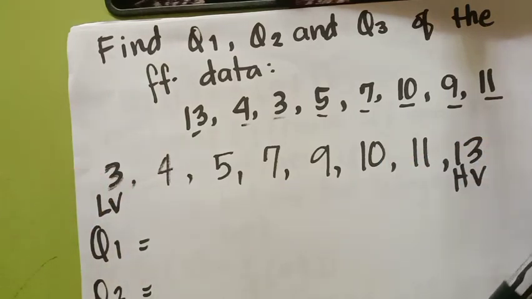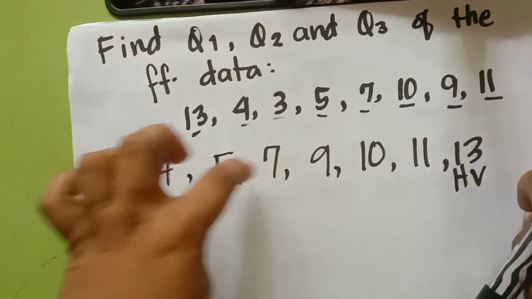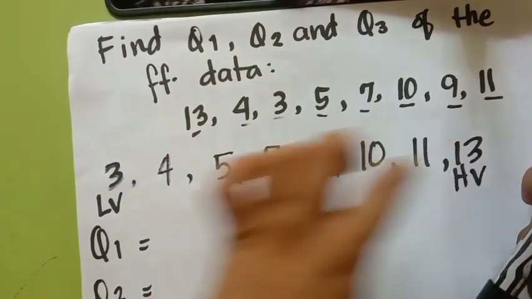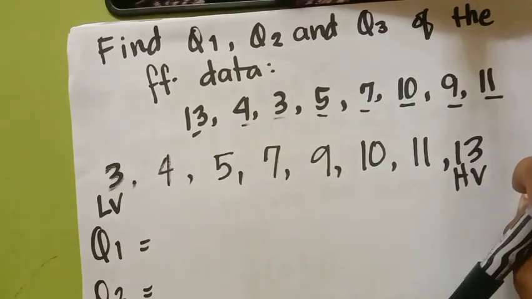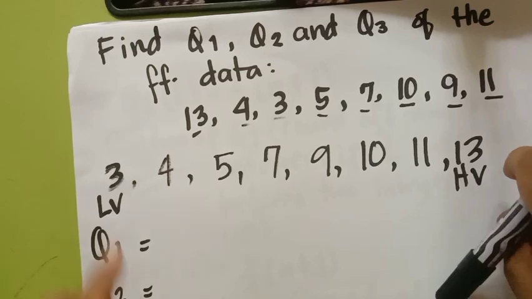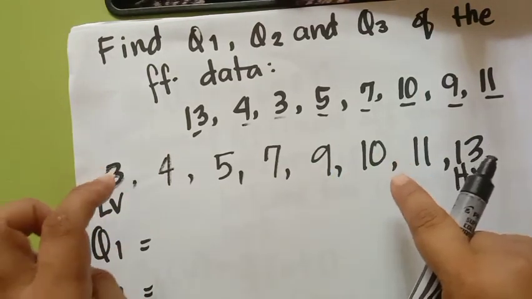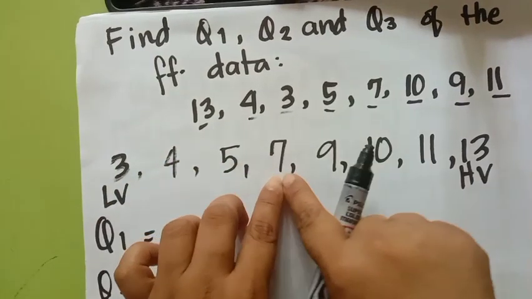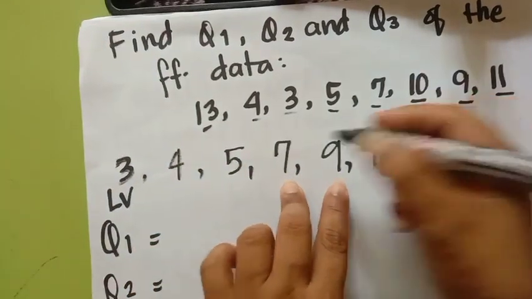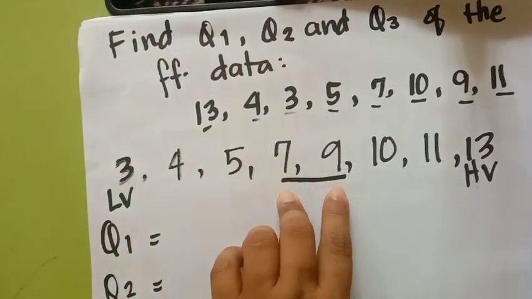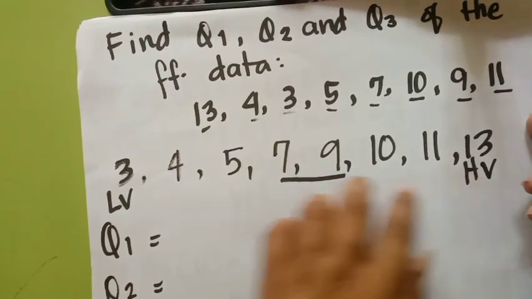How many data do we have? 1, 2, 3, 4, 5, 6, 7, 8. So, we have 8 data. Kung 8 data siya, ang gitna niya is yung nasa pagitan ng fourth and fifth data. 1, 2, 3, 4. This is the fourth data and this is the fifth data. So, may dalawa tayong value na nasa gitna nitong mga datas na ito.